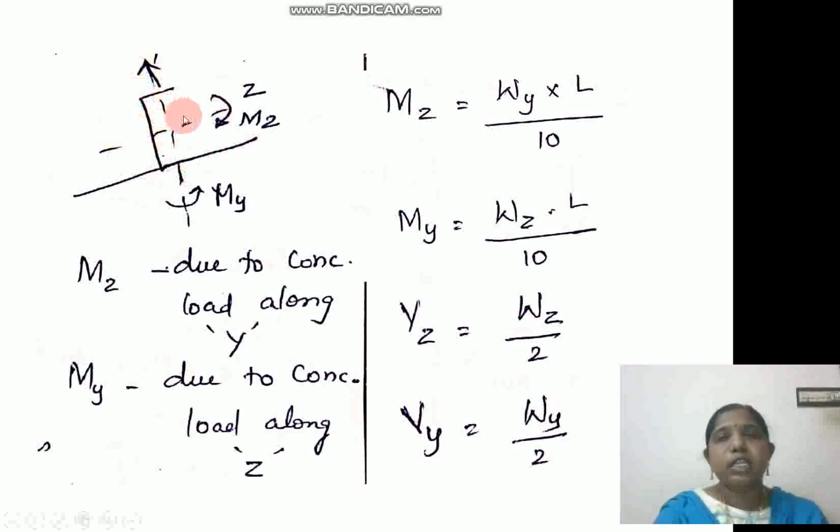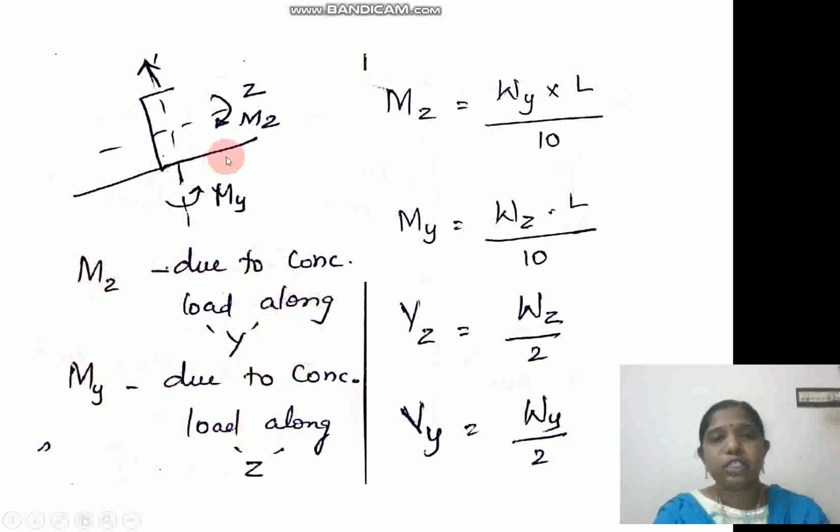Why we are not considering an UDL instead of a concentrated load is, a concentrated load will give a maximum effect of bending moment and shear force compared to your UDL. That is why we are considering the maximum effect. So due to concentrated load along Z and Y direction, we are calculating it.